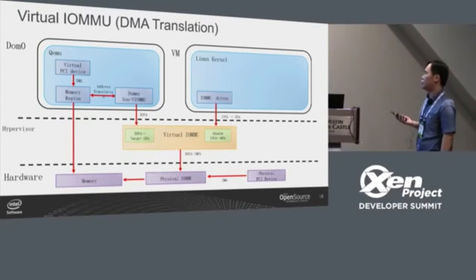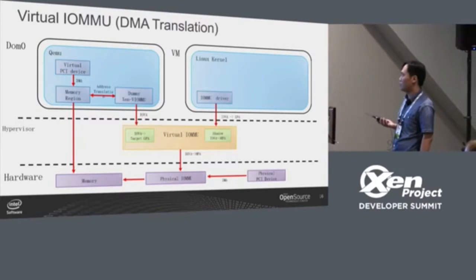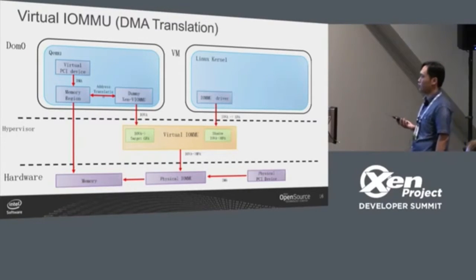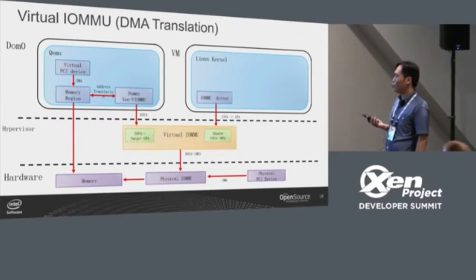For the DMA translation, when the VM enables the DMA translation, it provides the mapping table from IOVA to GPA and writes it into the virtual IOMMU device model. For the virtual PCI device, it's in the QEMU. QEMU has already provided a virtual IOMMU framework to deal with the DMA translations.